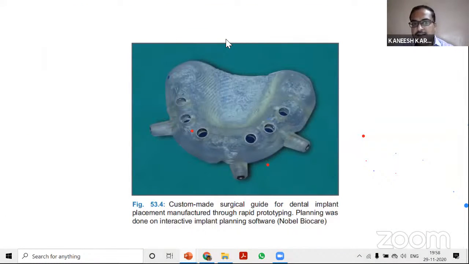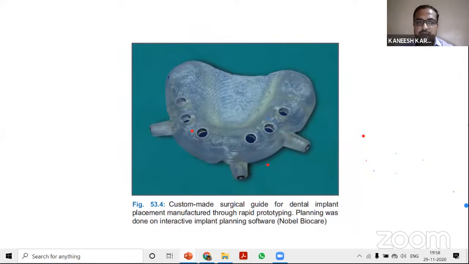So this is the surgical guide. Okay, a custom made surgical guide for all on 6. This has 6 holes, no? So this will be an all on 6 with the interactive planning software from Nobel Biocare. These are the orientation pins, and these holes are used to place implants.